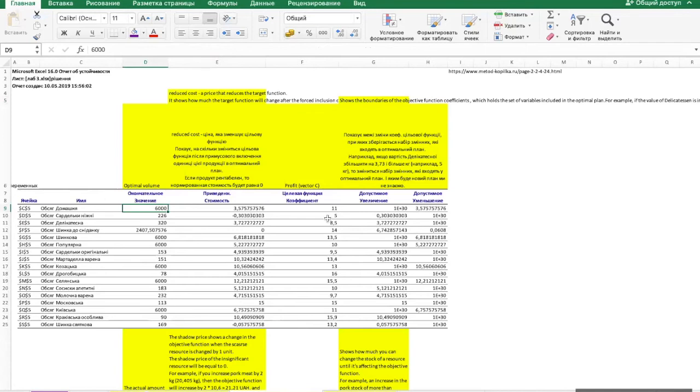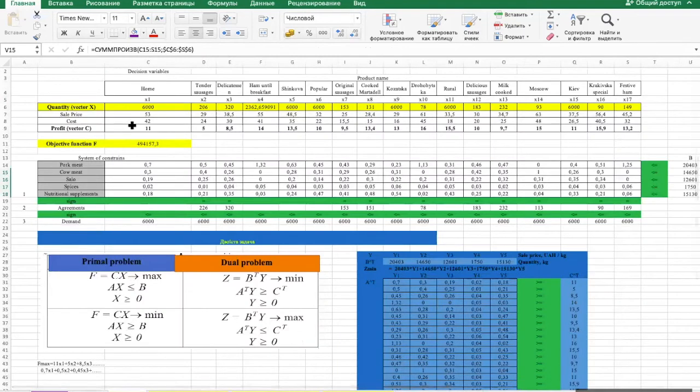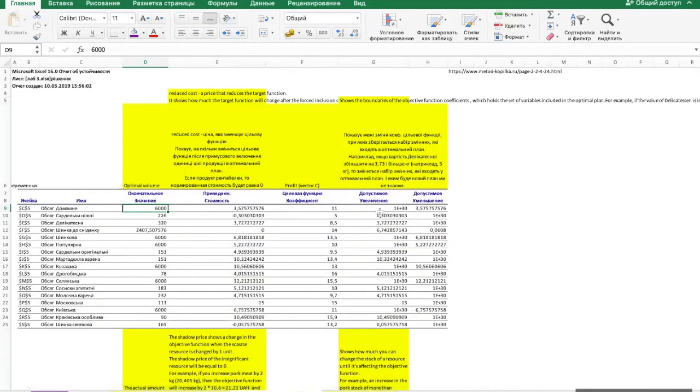And on the next column, what do we see? We see our vector C. It is our profit vector C per 1 unit of each kind of product from our solution sheet. And it's very, very important information we have seen in these two columns, where we have the boundaries or the limits.